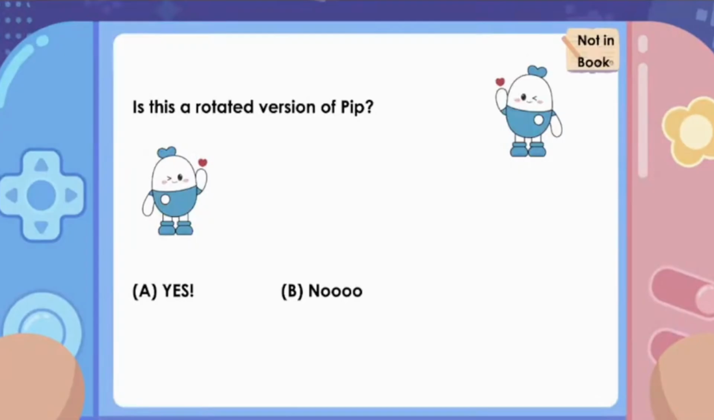Okay, then this time, let's move on. Time for fun. Let's take a look. Is this a rotated version of pip? Yes or no? Who wants to choose A, type A in your chat box? Who wants to choose B, type B in your chat box?